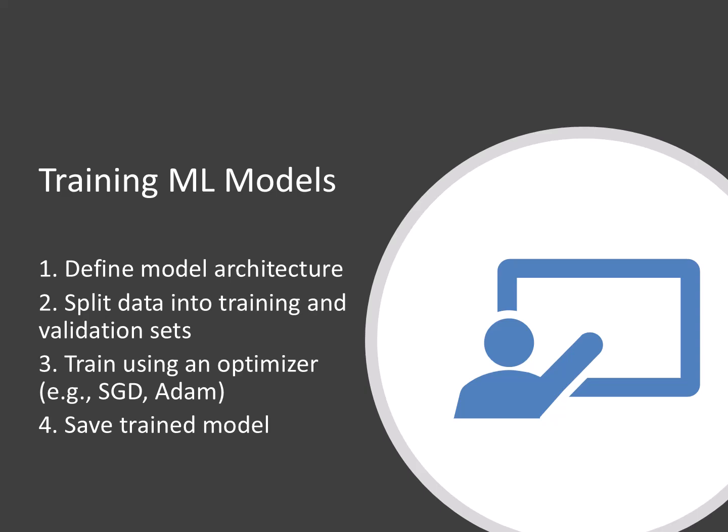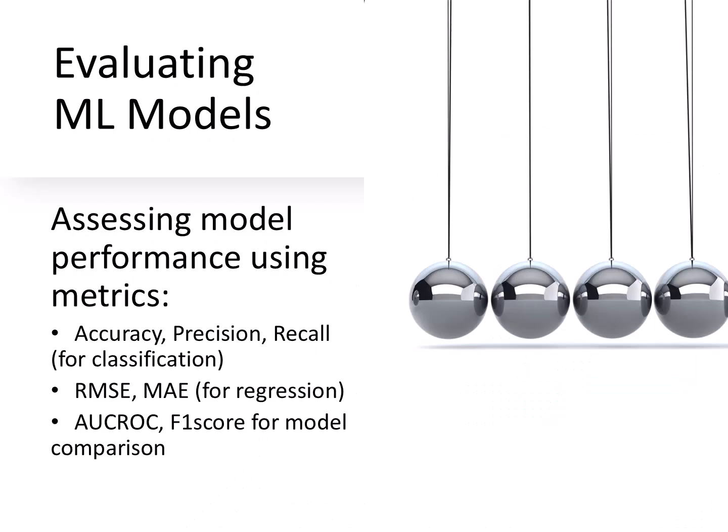So, evaluating your ML models. Model evaluation is critical because it tells you how well your model will likely perform in the real world. Different types of problems require different evaluation metrics. For classification problems, accuracy measures the proportion of correct predictions, but it can be misleading for imbalanced data. Precision tells us what proportion of positive identifications was actually correct. Recall, or sensitivity, tells you what proportion of actual positives was identified correctly. F1 score is the harmonic mean of precision and recall, providing a single metric that balances both.